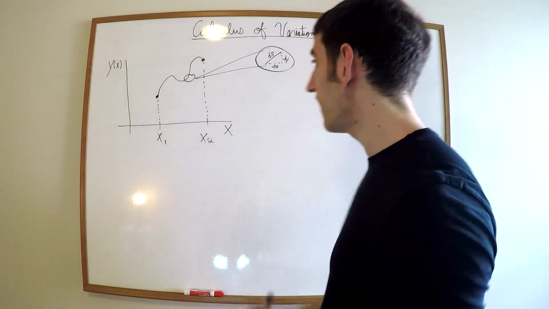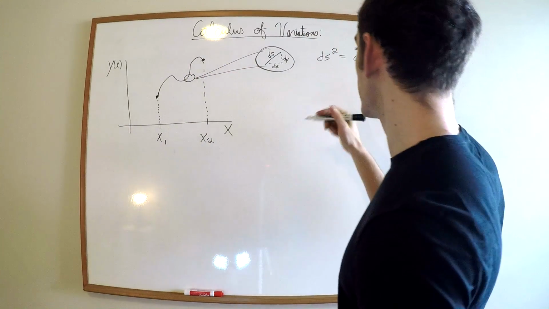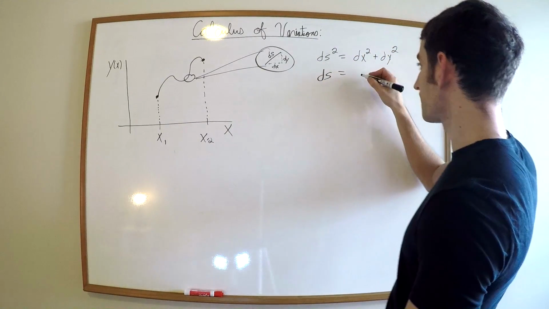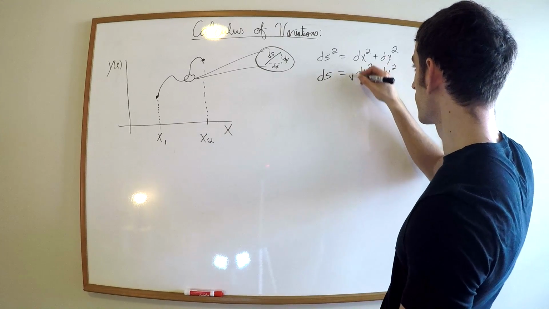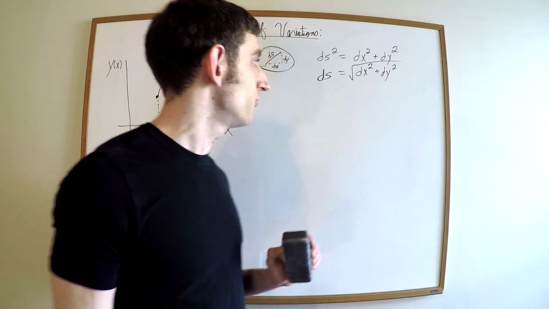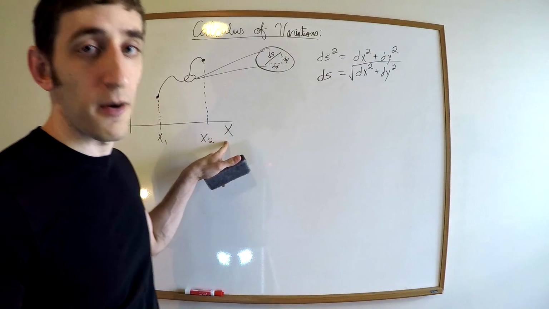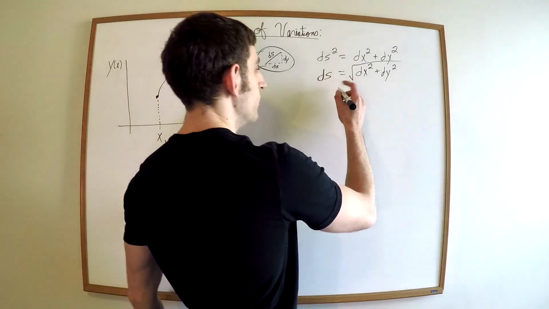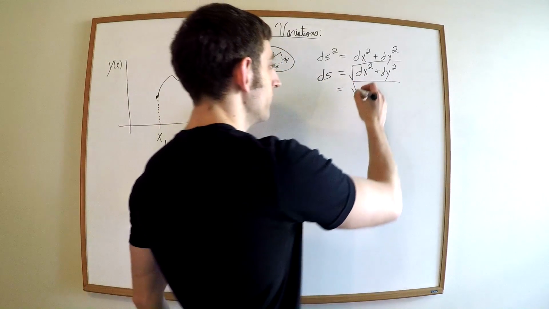So now, if we want to find the distance of this infinitesimally small portion along this curve, what we can do is take the square root. So we get ds, and that is equal to the square root of dx squared plus dy squared. Now, the thing I'm going to point your attention to is the fact that this function is a function of an independent variable x. Okay, so what we can do here to simplify this a bit is we can say this is also equal to, we can pull out that dx squared.